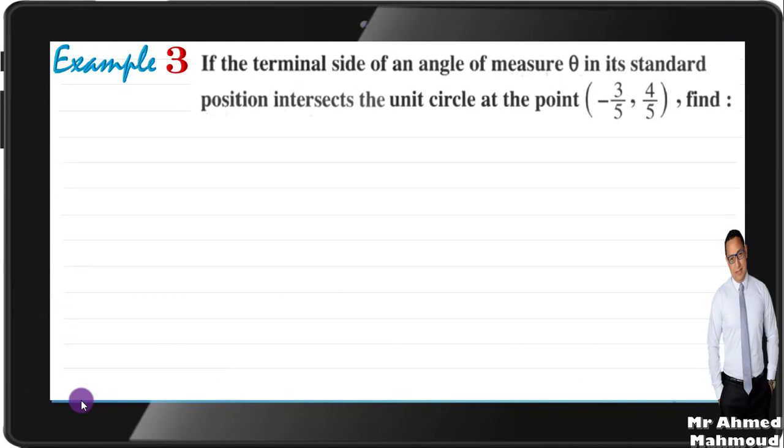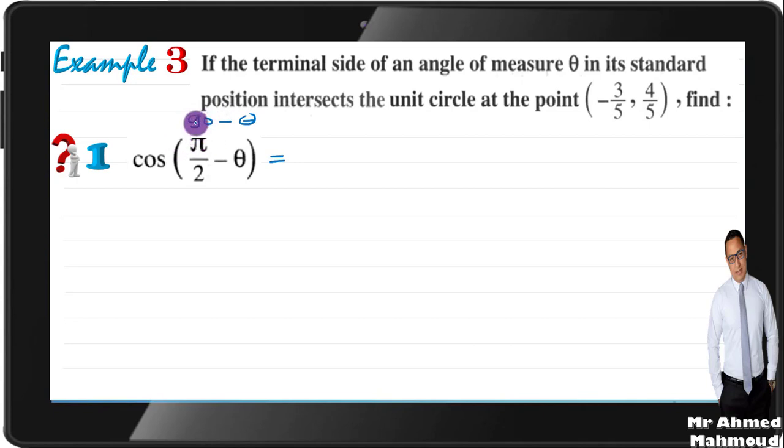If the terminal side of angle theta in the standard position intersects the unit circle at the point negative 3 over 5 and 4 over 5. Okay, here this is x and this is y. This is cosine theta, this is sine theta. Okay, now he need what? Cosine of pi over 2 minus theta.